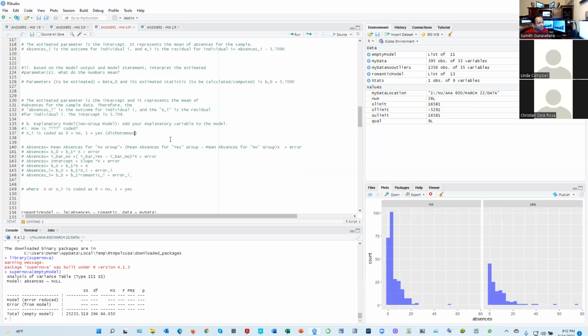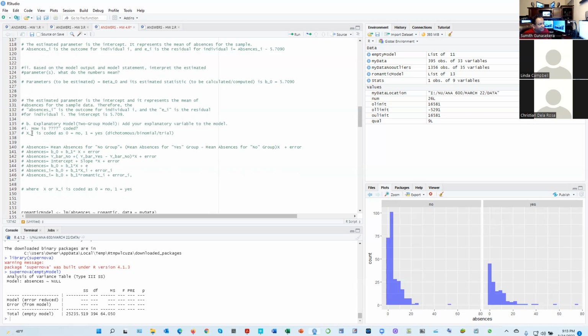Binomial, two terms, yes or no. So we can say it's a trial with two options. You can write it this way: mean absences for the no group plus (mean absences for the yes group minus mean absences for the no group) times x, plus error.